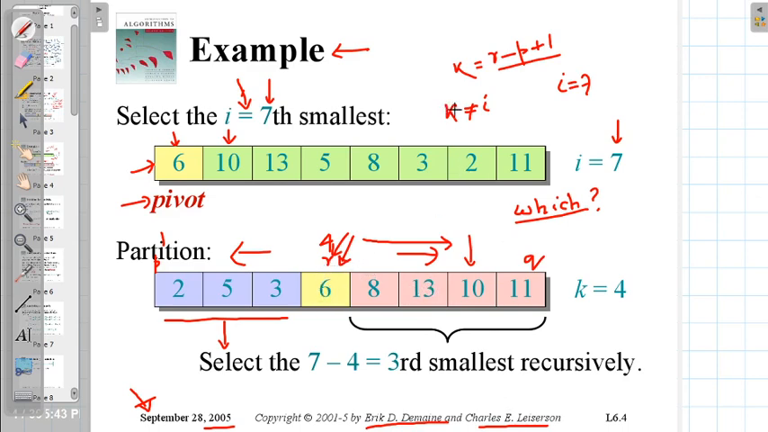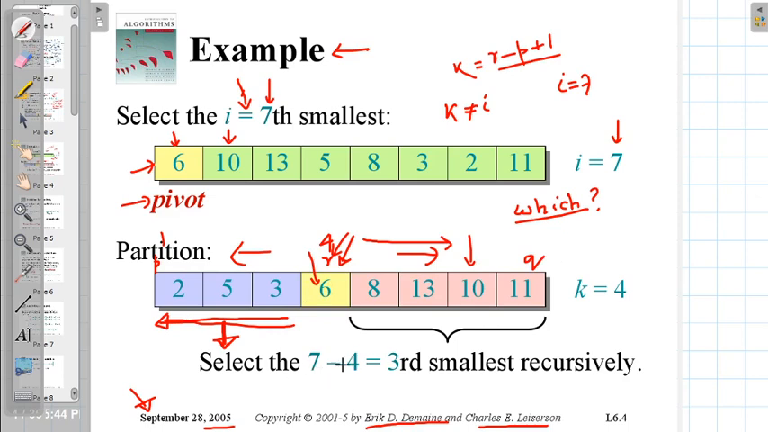I have got k not equal to I. That means it is not the 4th smallest element I am looking for. I am looking for the 7th smallest element. Then there is no point recursing in this list, because we will not be getting the fifth smallest element onwards in this list. All elements will be less than this six.